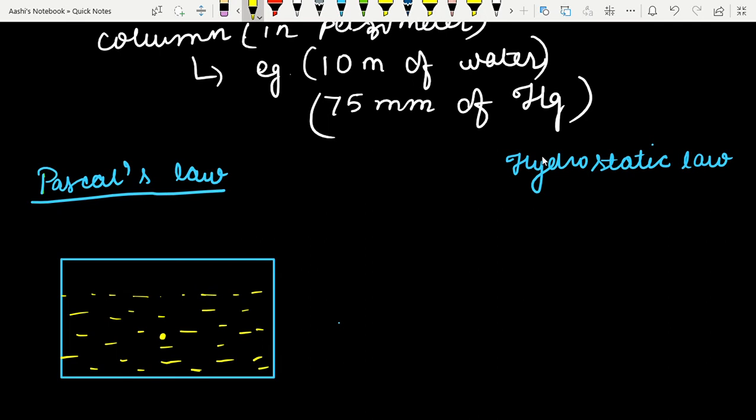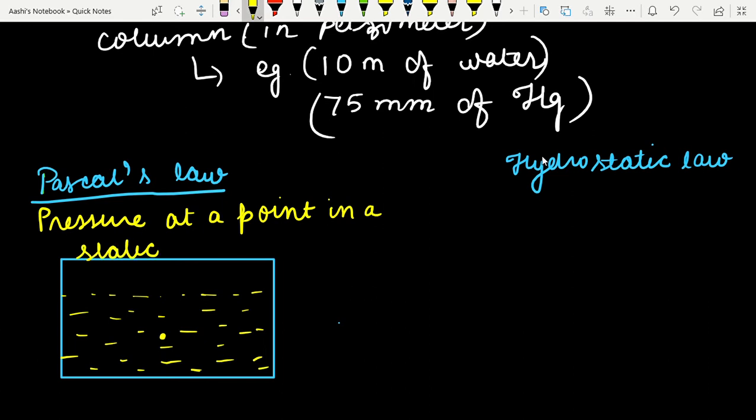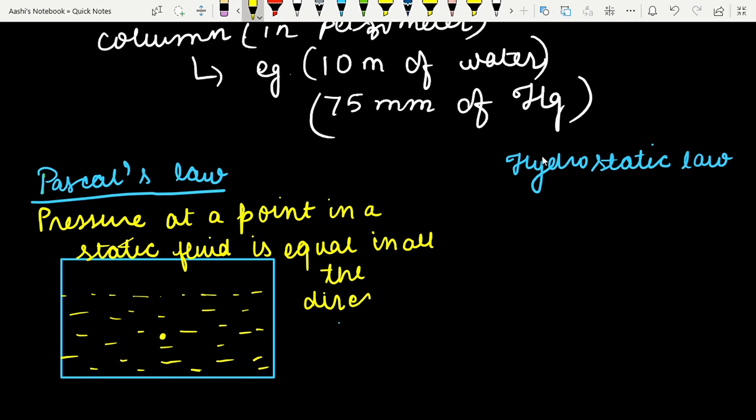So what does it say? I'll write it here. It says that pressure at a point in a static fluid, and that is a very important point because it is valid when the fluid is at rest. Pressure at a particular point in a static fluid is equal in all the directions. And this is a very important law because many applications are based on it.